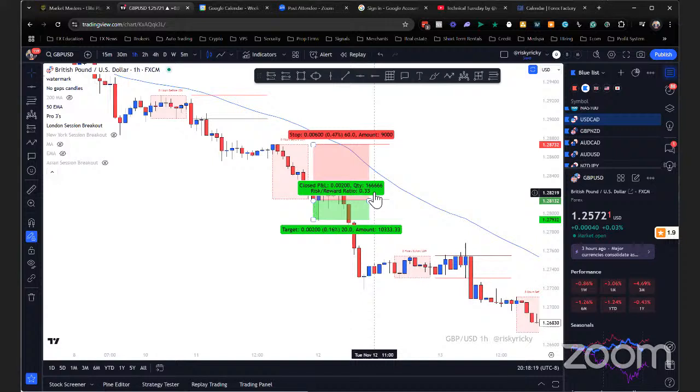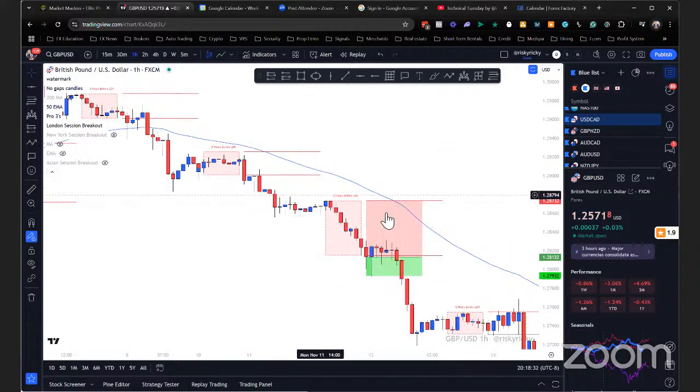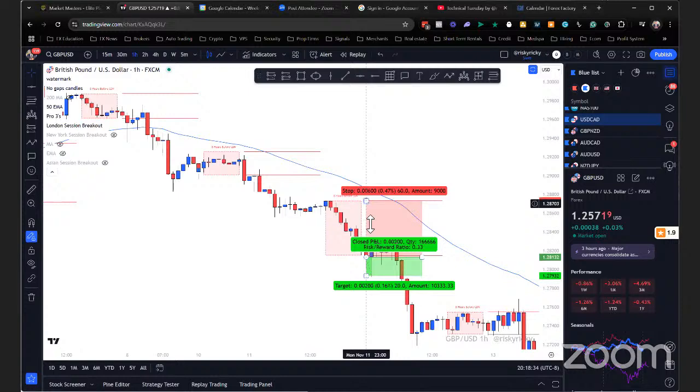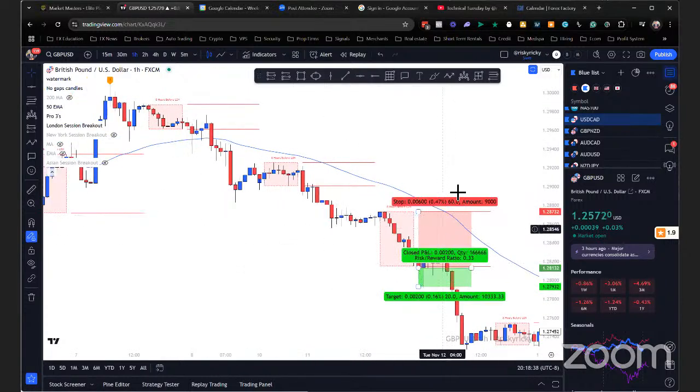Risk to reward on this usually isn't the best, but the win rate on this is pretty amazing. You'll notice a lot of trades just hitting. You could tighten stops if you wanted to, but I've just found that you've got to let the market have some room to breathe.